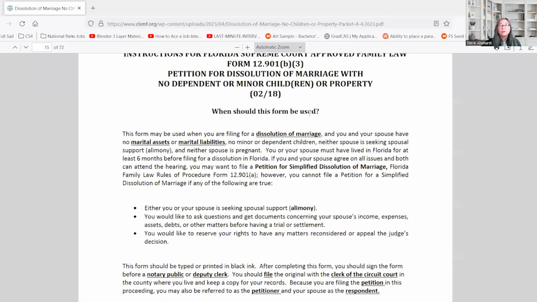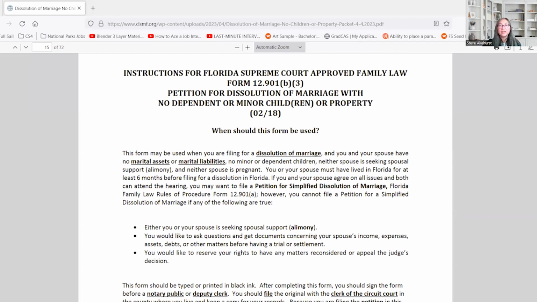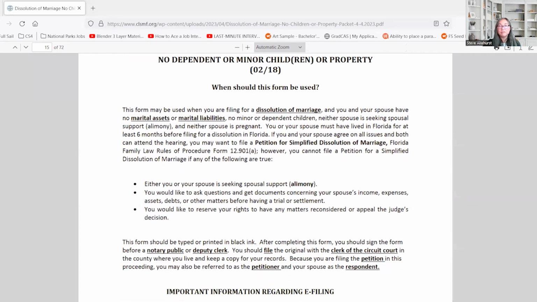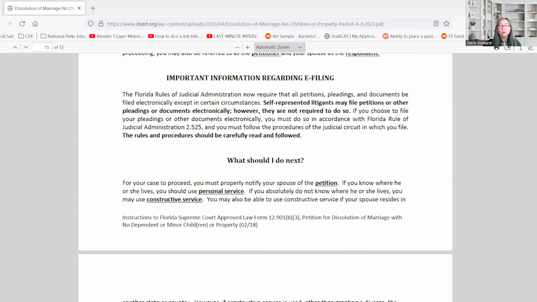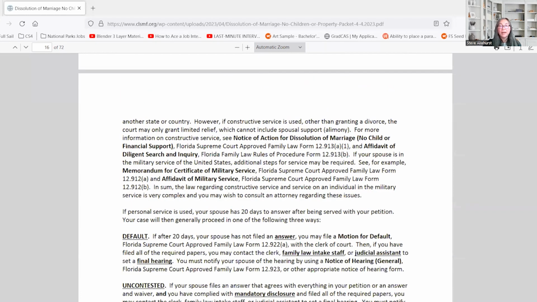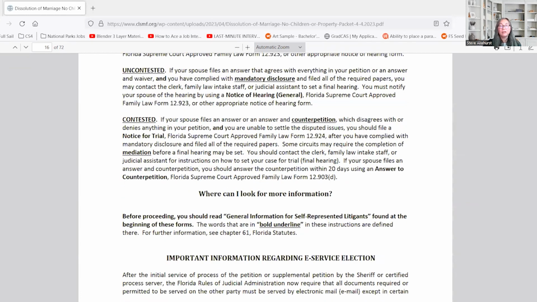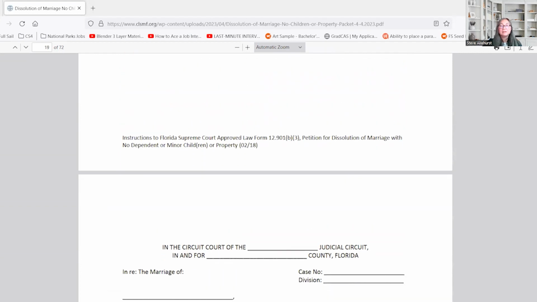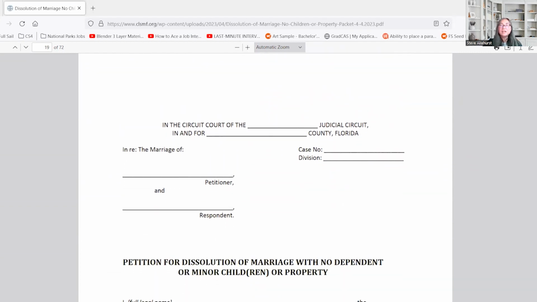because all the other ones we've already gone over in packet 1. So this is the petition that you would have to fill out if you have no children and no property to divide. The first couple of pages provide you some information, but I'll be going over that. However, you could always go back and go through the instructions if you would like. Okay, so this is the form, and it's really short.